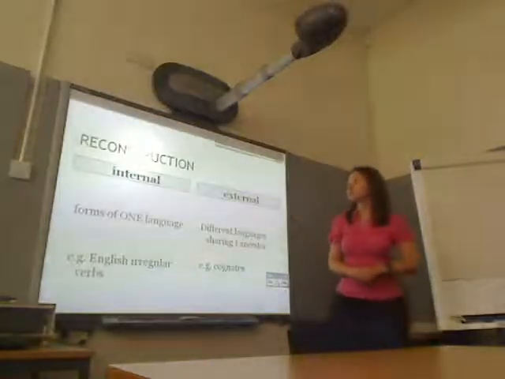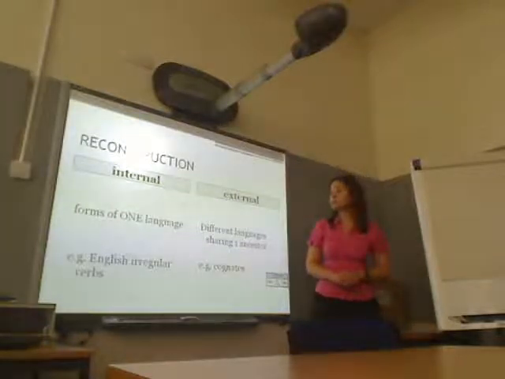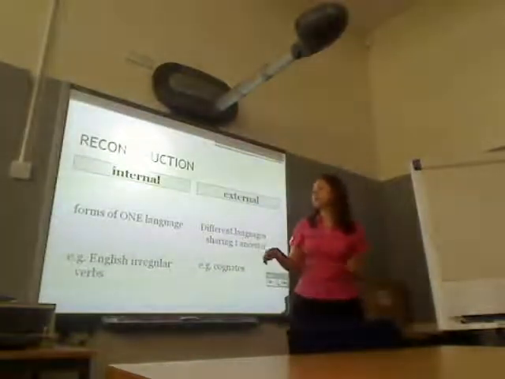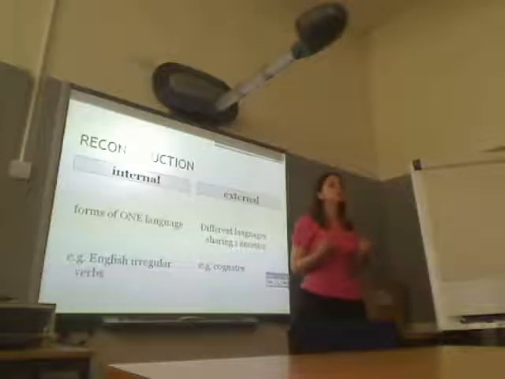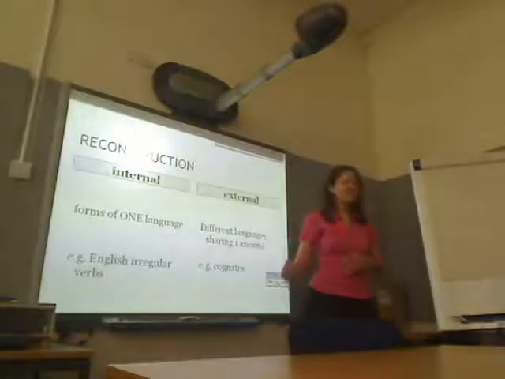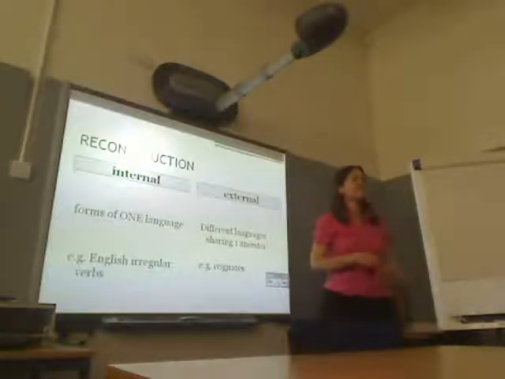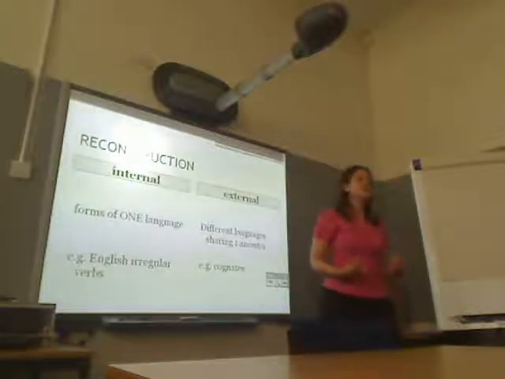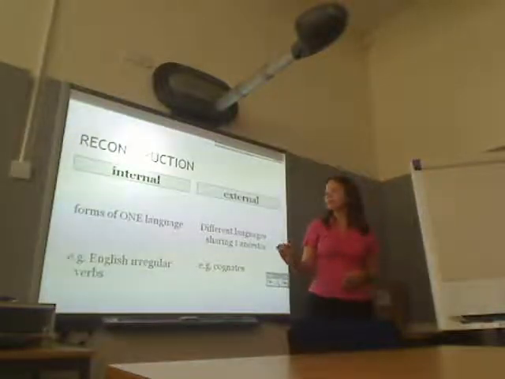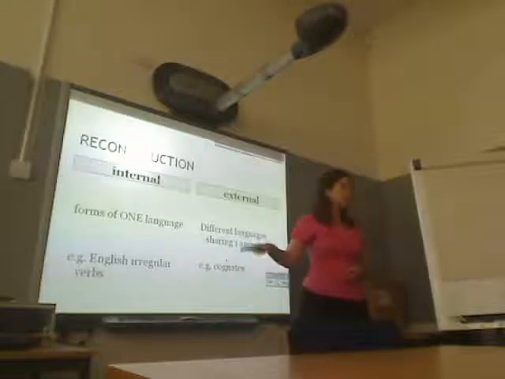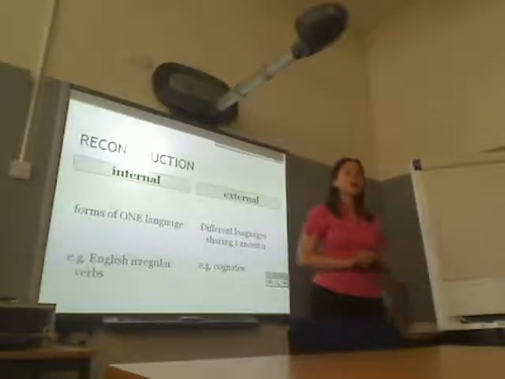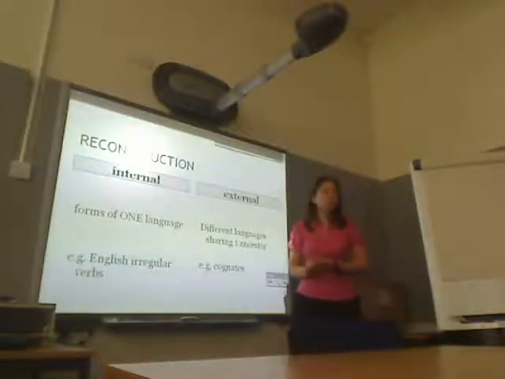So, when we are talking about reconstruction, we mean two kinds of reconstruction. Internal, that's what Daisy was talking about, when we compare forms of one language in order to learn something about its history. So, when we study English irregular verbs, which is a nightmare for all foreign students, we just try to memorize them. But a historical linguist will trace some tendencies and will learn about the verbal system of Middle English, for example. But when we want to reconstruct a proto-language, an ancestor language, we need an external reconstruction.